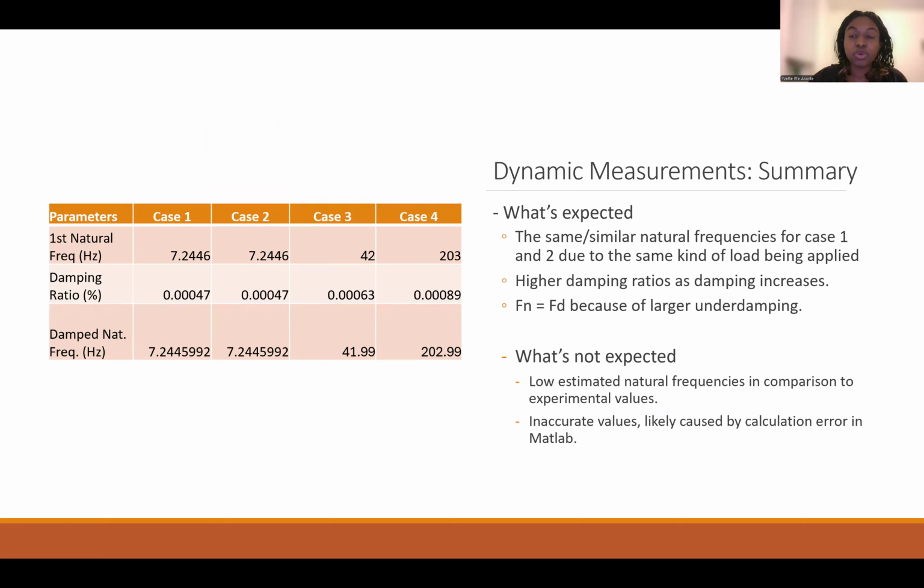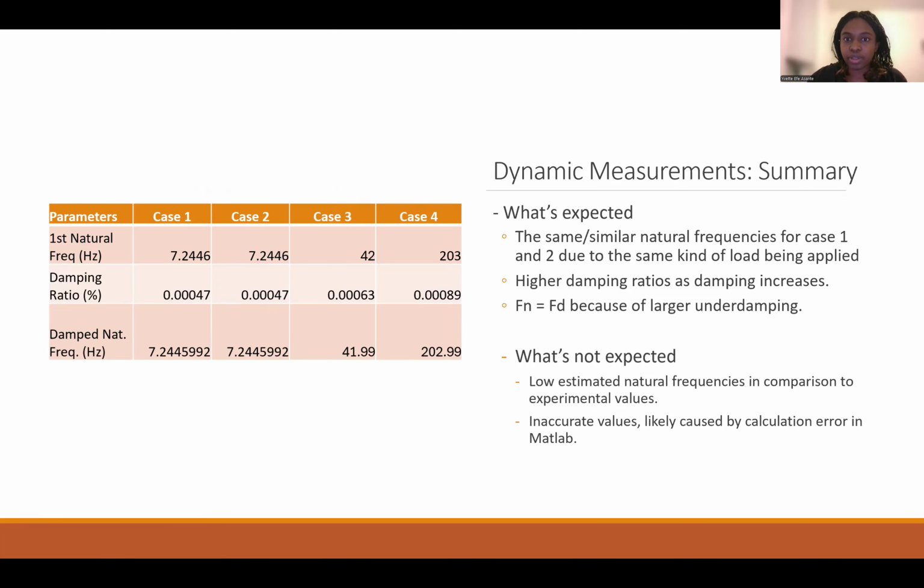In summary, we saw a lot of things we expected: the same or similar natural frequencies for case 1 due to the same kind of load being applied, higher damping ratios as damping increased, and Fn and Fd being equal because of the underdamped case. However, what we didn't expect was the low estimated natural frequencies in comparison to the experimental values. These inaccurate values were likely caused by calculation error done in Mech Lab, and that is why we can see a very big disparity.